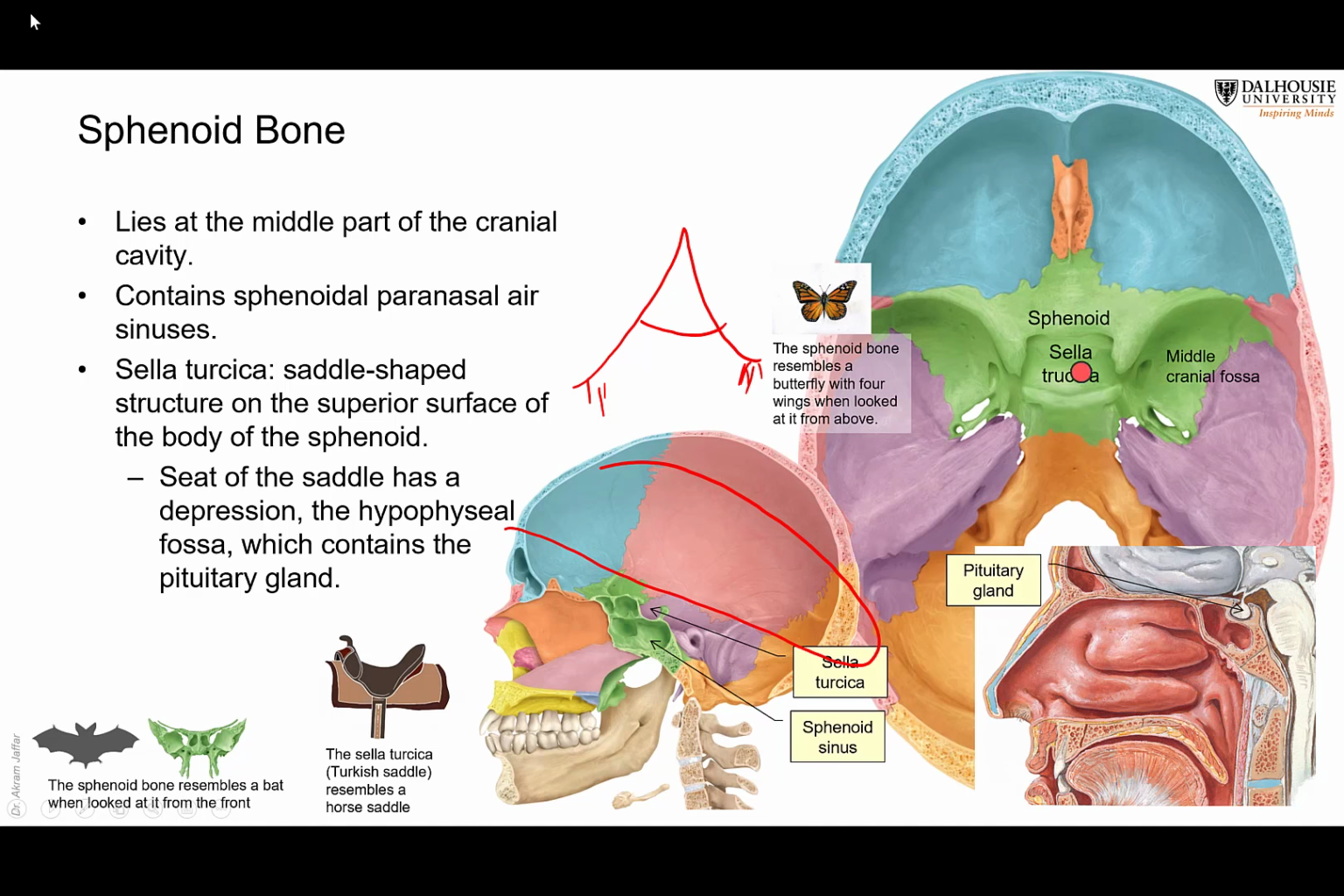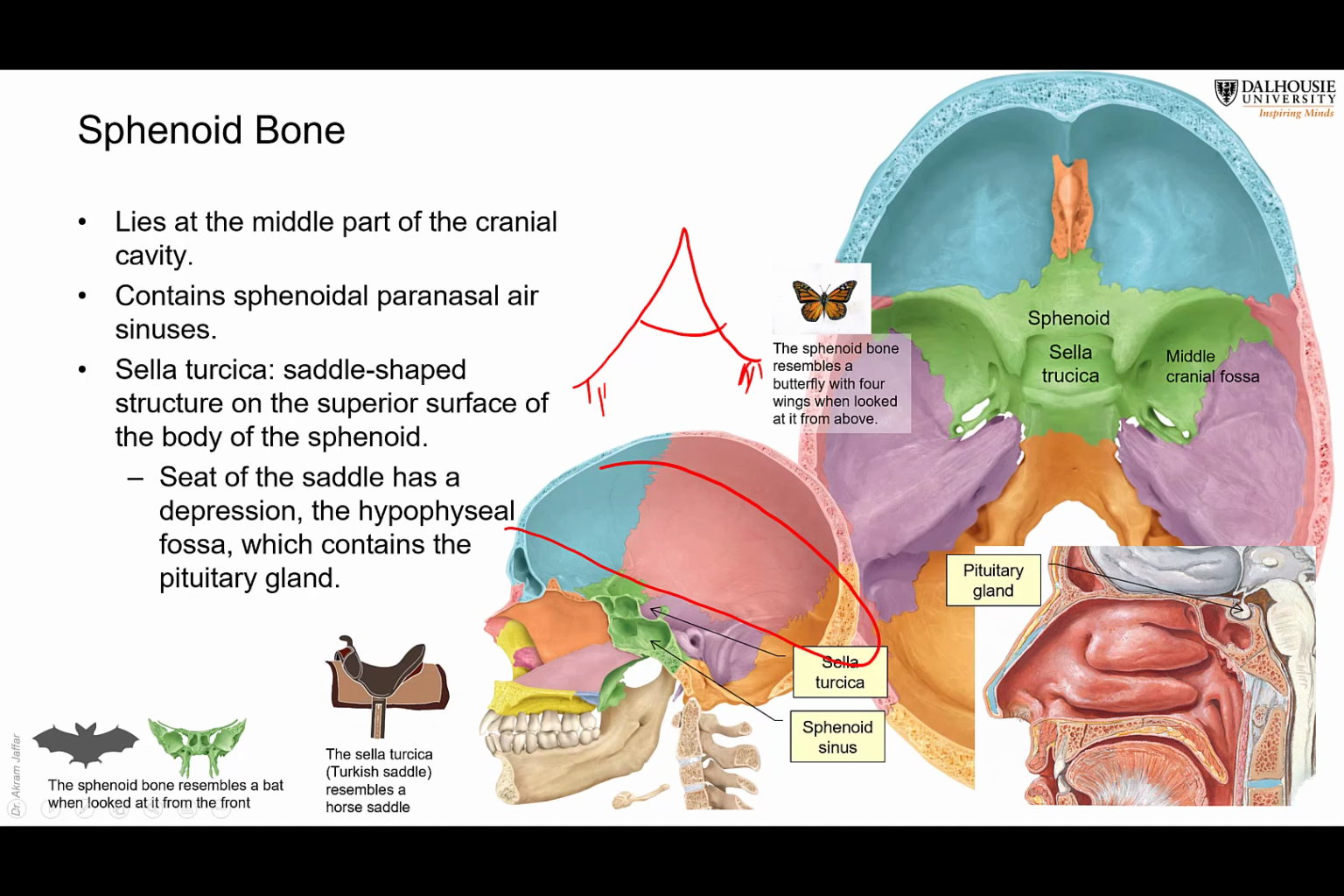Now, if you break the bone here or look at it at this location, you will find that the body of the sphenoid is empty. There's a space, an air space. This is the sphenoid air sinus, the second air sinus. There are 4 pairs of air sinuses. I mentioned the frontal, and now this is the sphenoid air sinus.